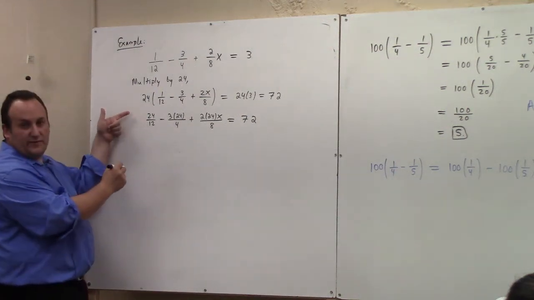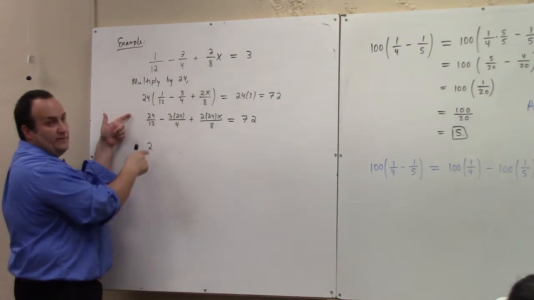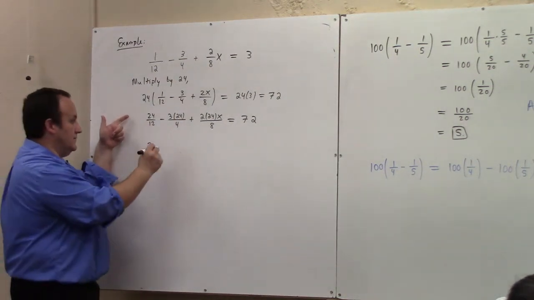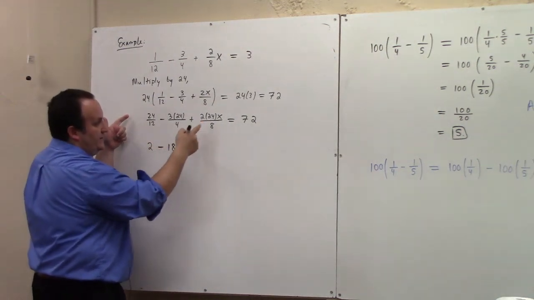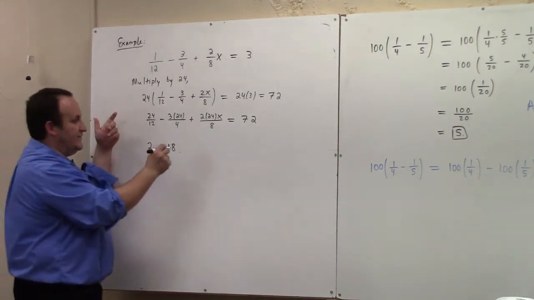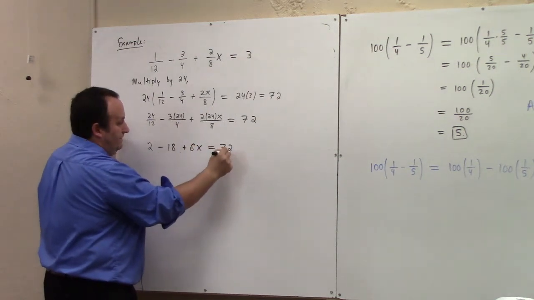So 24 over 12 is what? It's 2. 24 over 4 is 6. 3 times 6 is 18. And 24 over 8 is 3. So 2 times 3 is 6. So that gives us a plus 6x equals 72.